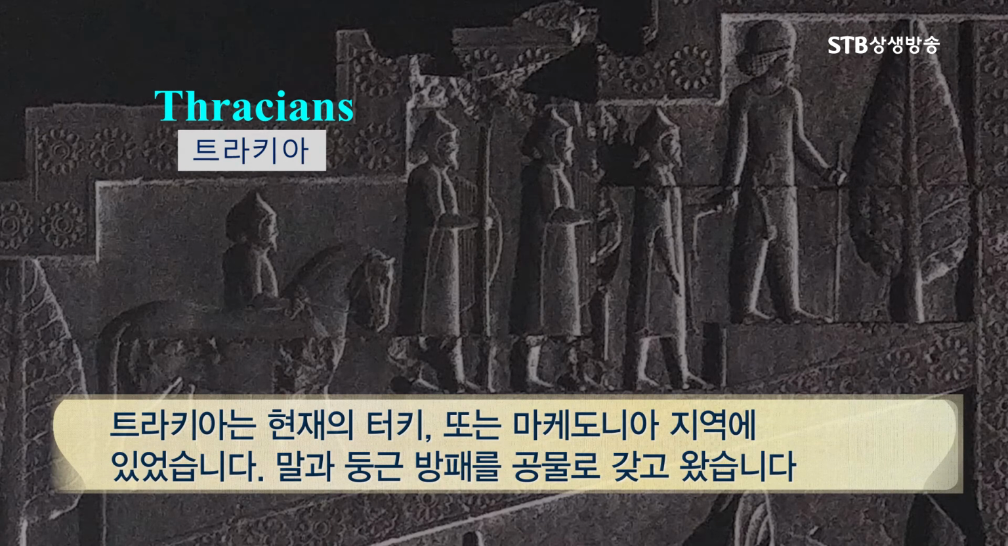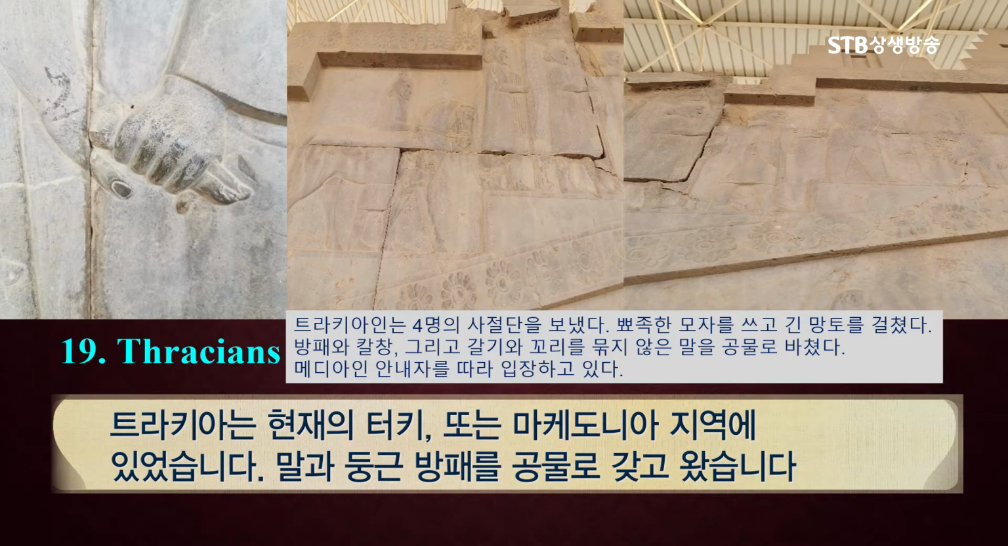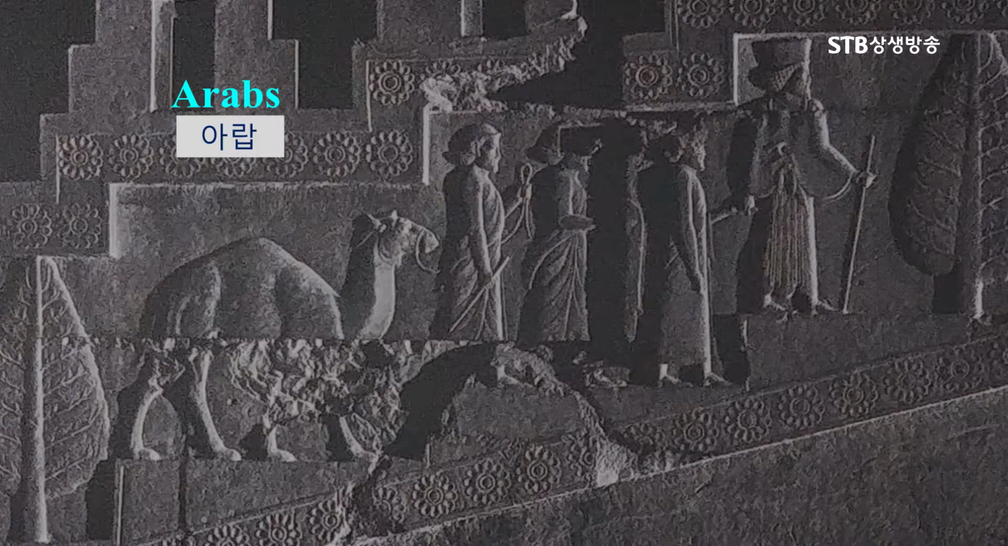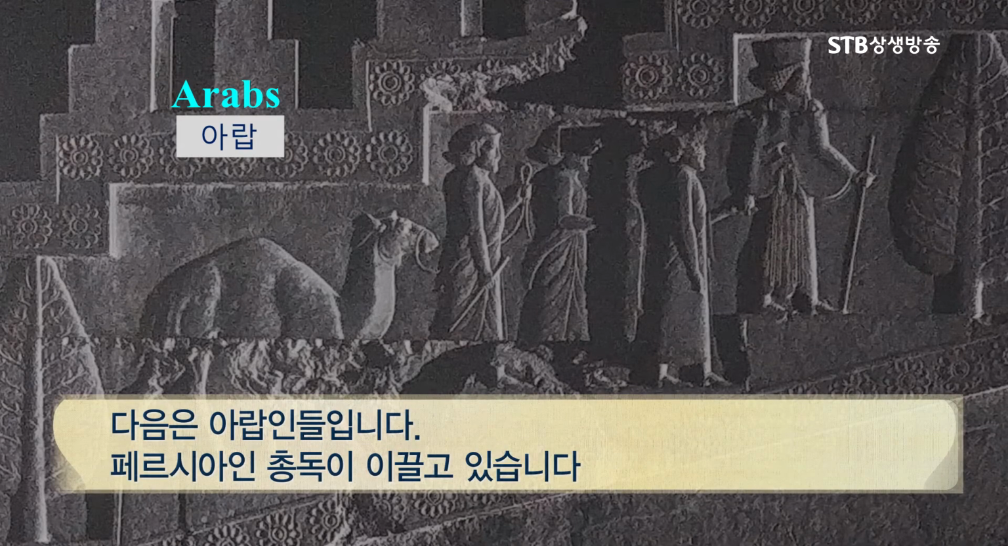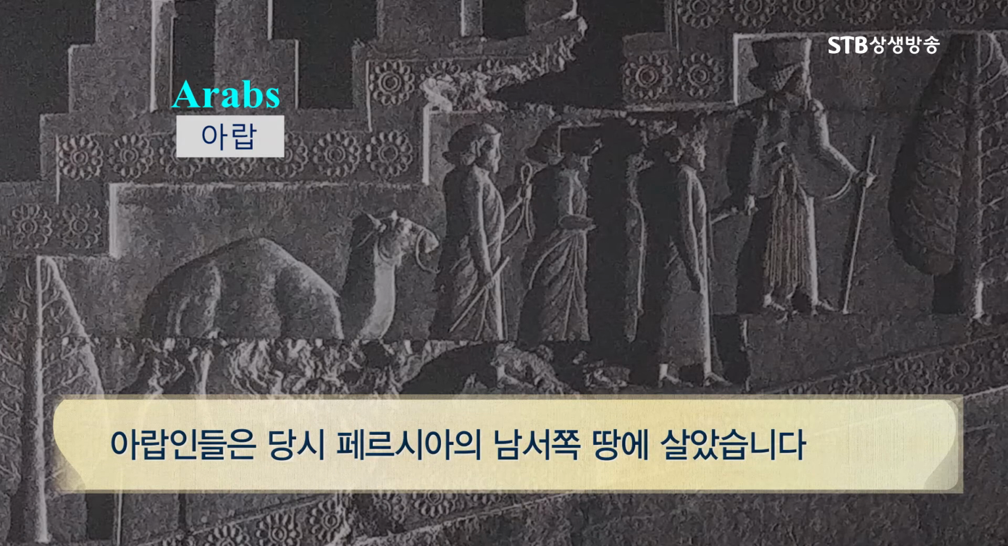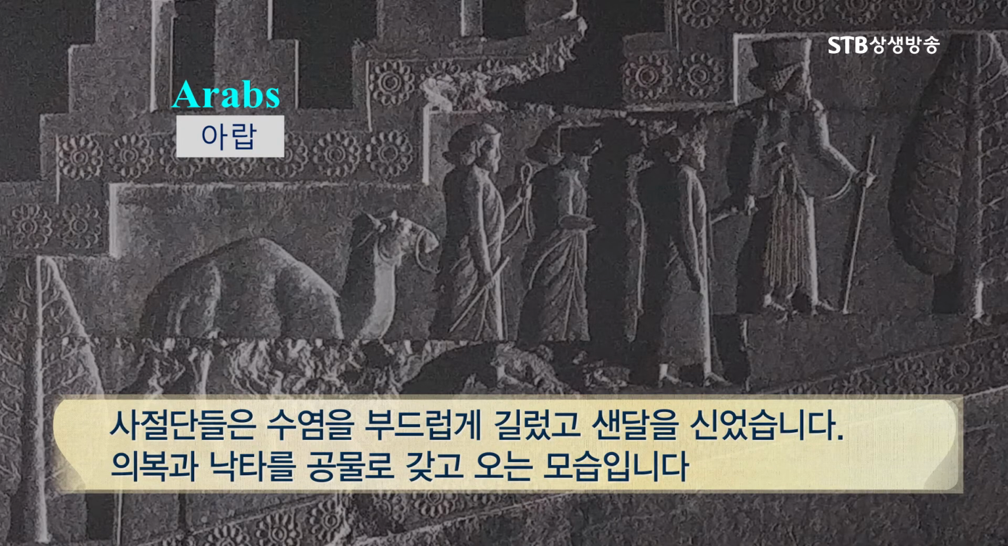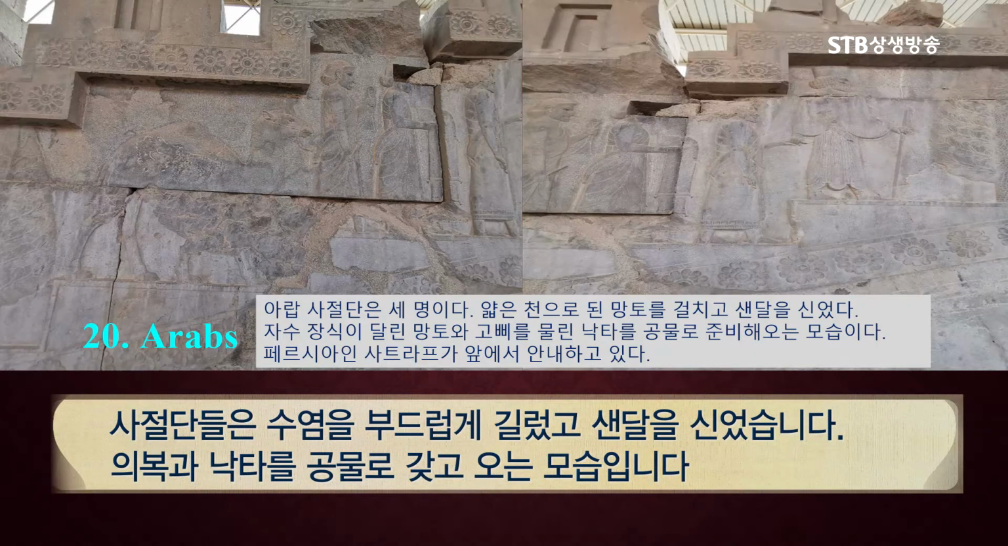Thracians, modern Turkey or Macedonia. They are carrying the horses and round shield. The next, Arabs, leading by satrap, Persian satrap. They are in southwest part of Persia. Beard are smooth and also they wore sandals. Their gift, floated cloak and also camel.